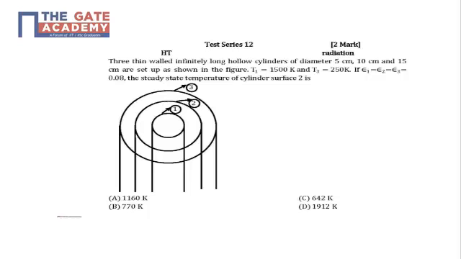Okay, let's discuss a question from radiation. There are three infinitely long cylinders placed as shown in the figure, with the diameters and emissivity values given. Understand that heat flows from 1 to 2 and then from 3 to 2, because surface 1 is at a higher temperature. T1 is 1500 Kelvin and T3 is 250, so heat flows from 1 and 3. Surface 2 is sort of a barrier.